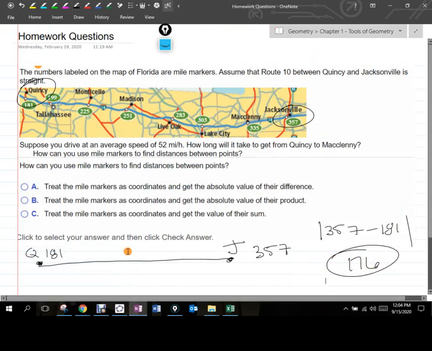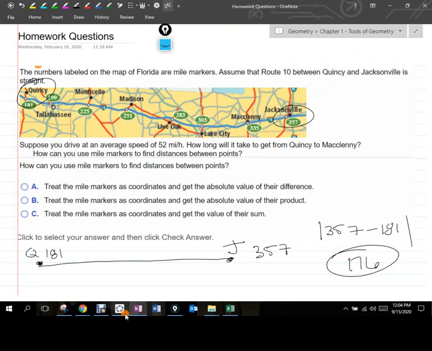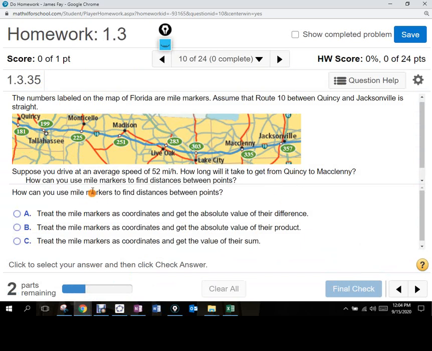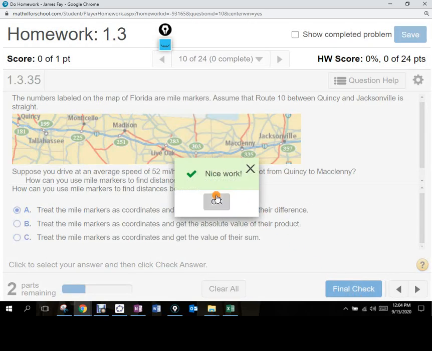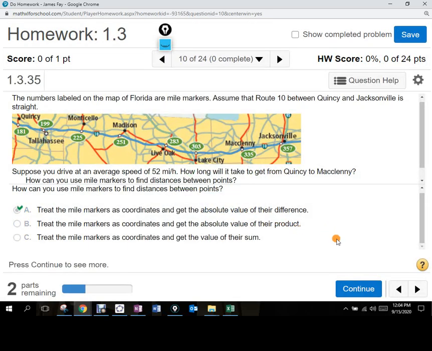So when we're choosing our options here, some of these questions are like multiple steps. They're tiered questions. So we'll jump back and forth so we can actually answer it. So how can you use mile markers to find the distance between points? It's asking how can we use mile markers essentially to do the ruler postulate. So treat the mile markers as coordinates and get the absolute value of the difference. Option A, good job. So I'll check that and it gives me another part, right?